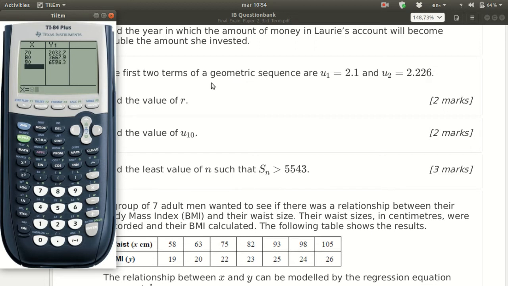So let's try 89. I'm still over. Let's try 88. I'm still over. 87. Whoops, I'm under. So that's another way you can do it. That might be a little bit shorter. Okay. This is basically by guessing into the calculator.